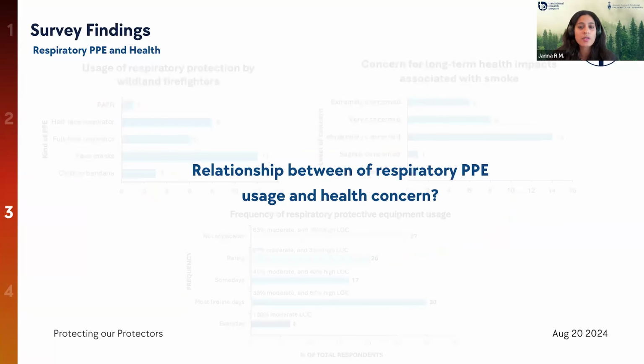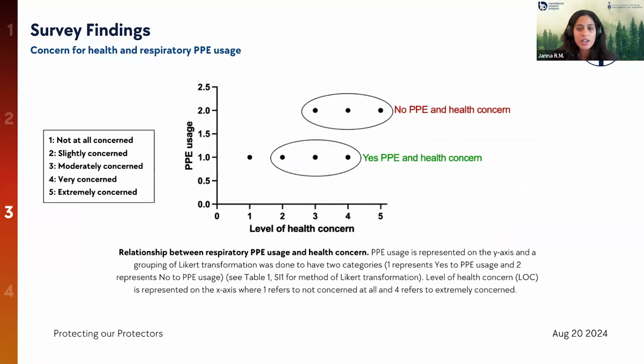So we looked into whether there was any association between respiratory PPE usage and health concern. This was done through a Likert transformation of data points, where level of health concern values were transformed into a numerical scale from 1 to 5, as seen on the x-axis, where 1 represents not at all concerned and 5 is extremely concerned.